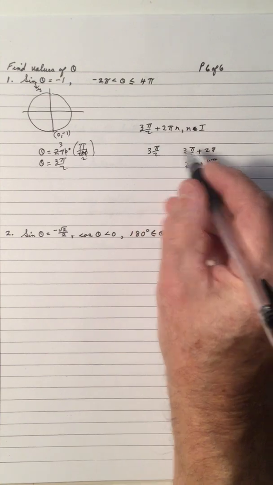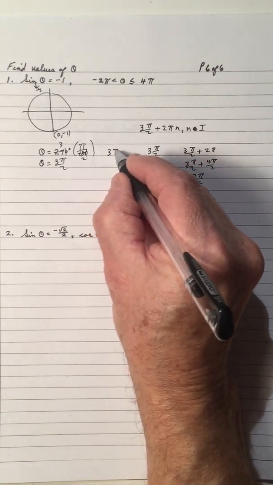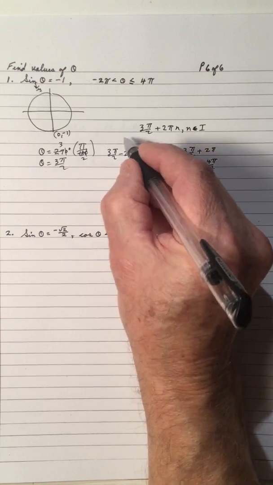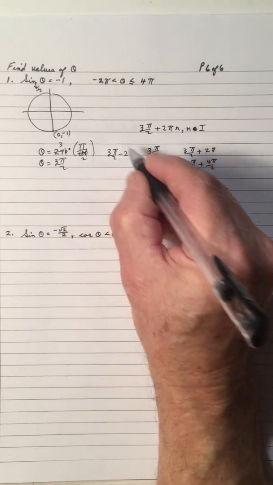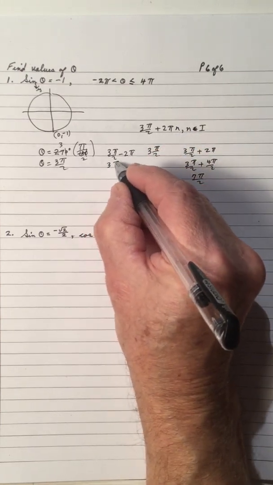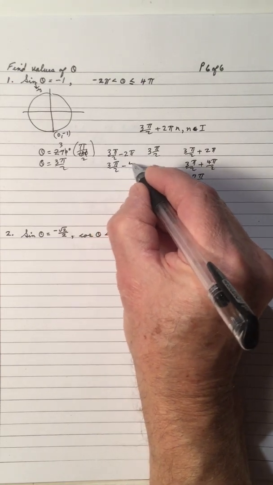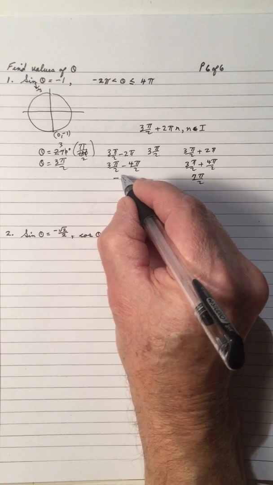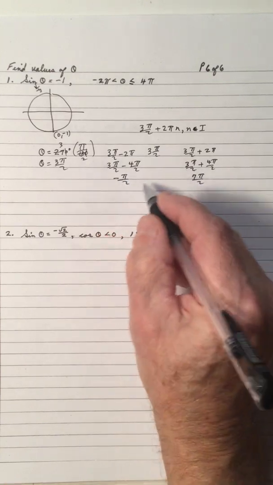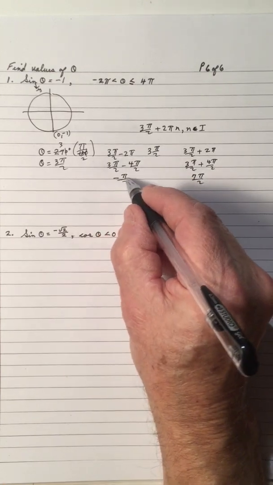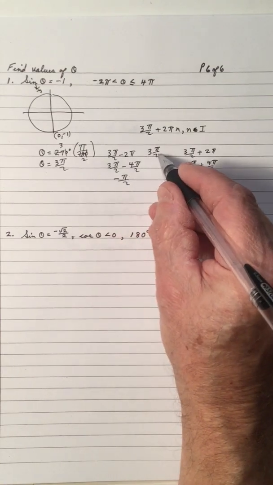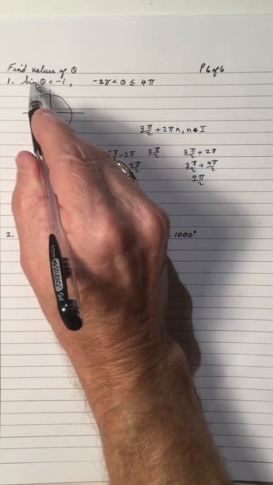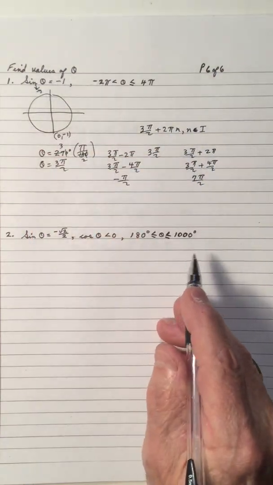There's one above it, and below it is 3 pi over 2. Subtract 2 pi, because this is when n is -1. So that's 3 pi over 2, subtract 4 pi over 2. Common denominator is 2, so it gives you negative pi over 2. So the three answers, negative pi over 2, 3 pi over 2, and 7 pi over 2, are the values of theta between these that satisfy this equation.